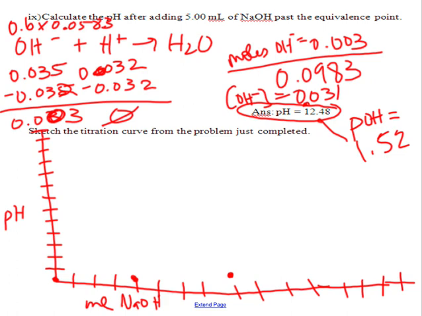And then 40, 45, 50. That's our equivalence point, right? I can't get to 0.3 on my scaling. All right. And then 5 mils past that, what was our pH? Yeah, around 13.